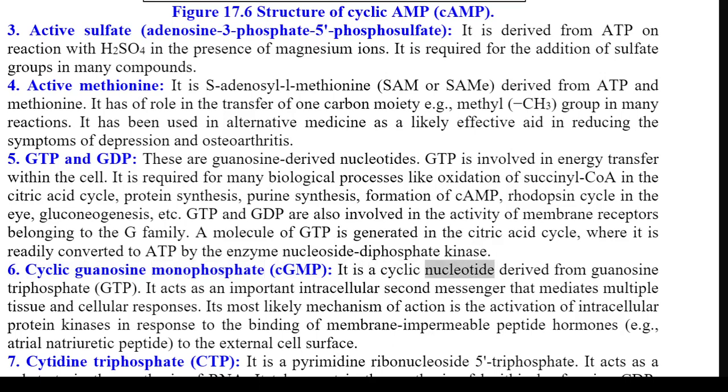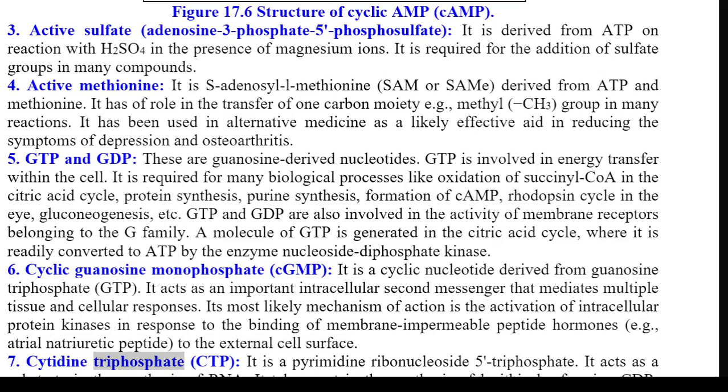6. Cyclic guanosine monophosphate, cGMP. It is a cyclic nucleotide derived from guanosine triphosphate, GTP. It acts as an important intracellular second messenger that mediates multiple tissue and cellular responses. Its most likely mechanism of action is the activation of intracellular protein kinases in response to the binding of membrane-impermeable peptide hormones, example atrial natriuretic peptide, to the external cell surface.